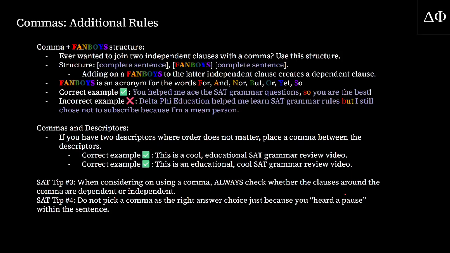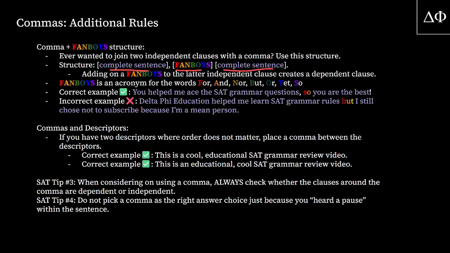Commas can also connect two complete sentences only if you use a fanboys structure. The structure is complete sentence, comma, fanboys, complete sentence. So you're going to add on a comma and fanboys after the first complete sentence. So look at this correct example. You help me ace the SAT grammar rules, comma, so you are the best. An incorrect example would be, Deltify Education helped me learn SAT grammar rules, but I still chose not to subscribe because I'm a mean person. There's no comma here, so this is incorrect. Beware of this trap on the SAT, it happens a lot.